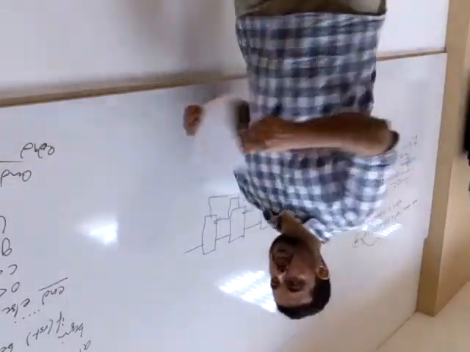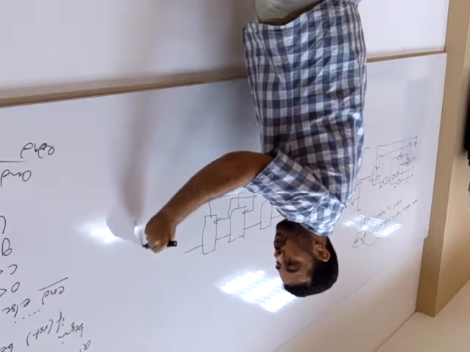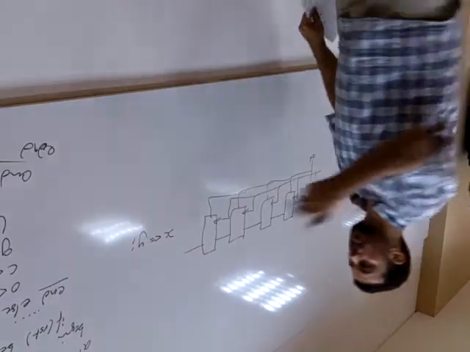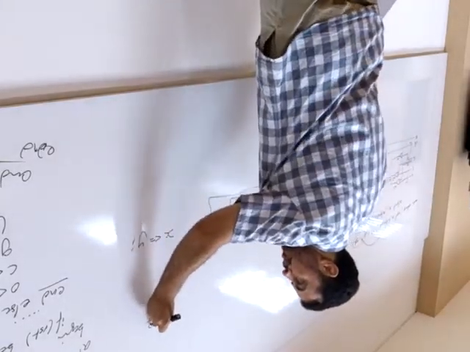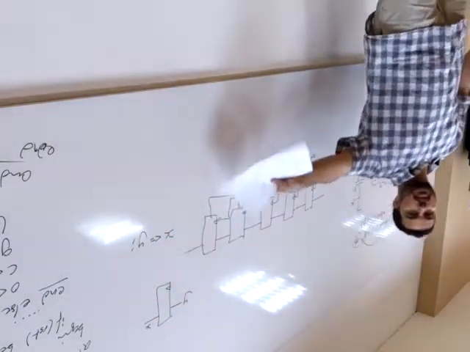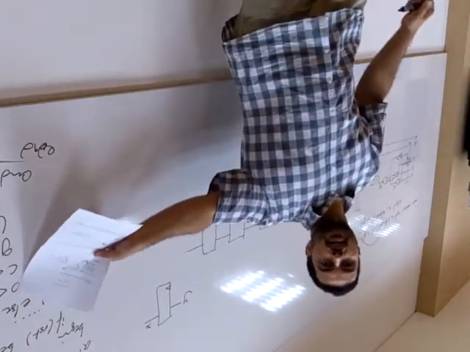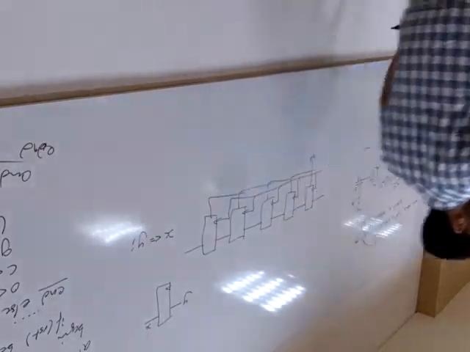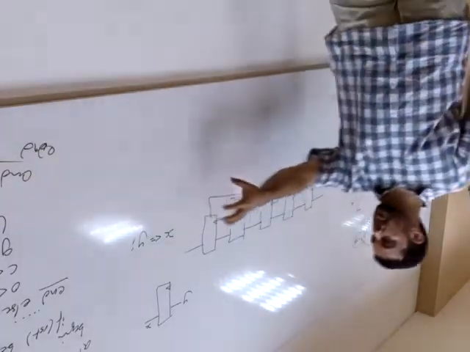Why? Because each one of these, if I have x, y inside an always at posedge clock, that tells me one thing and one thing only, that I have a flip-flop where the output is x and the input is y. Correct? So each line here is giving me the output and input signal to a flip-flop. So how would I then work out where this goes here?